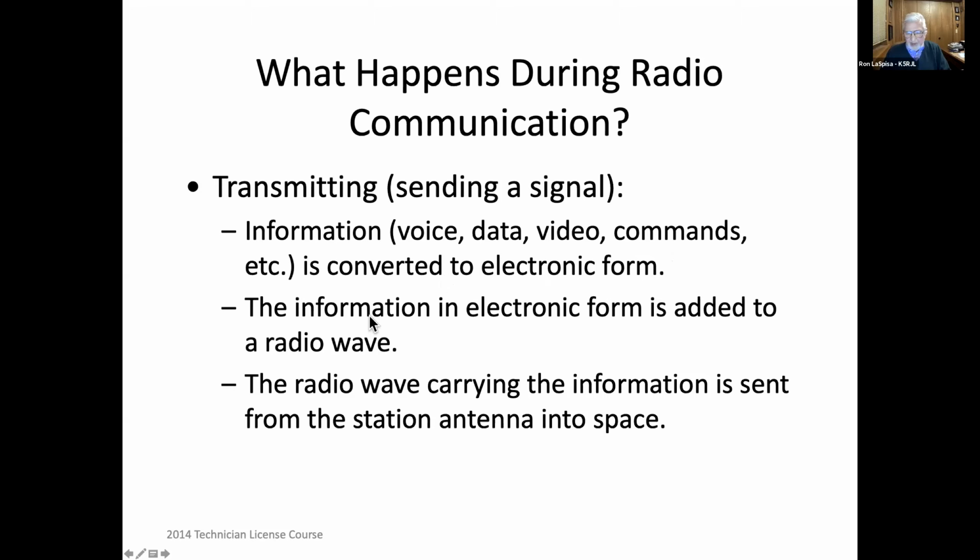Well, this information that's in electronic form is added to a radio wave. So the radio is capable of making a radio wave, and the transmitter is also capable of taking the information that we want to send and adding that to the radio wave. The radio wave then carries that information from the antenna into space.